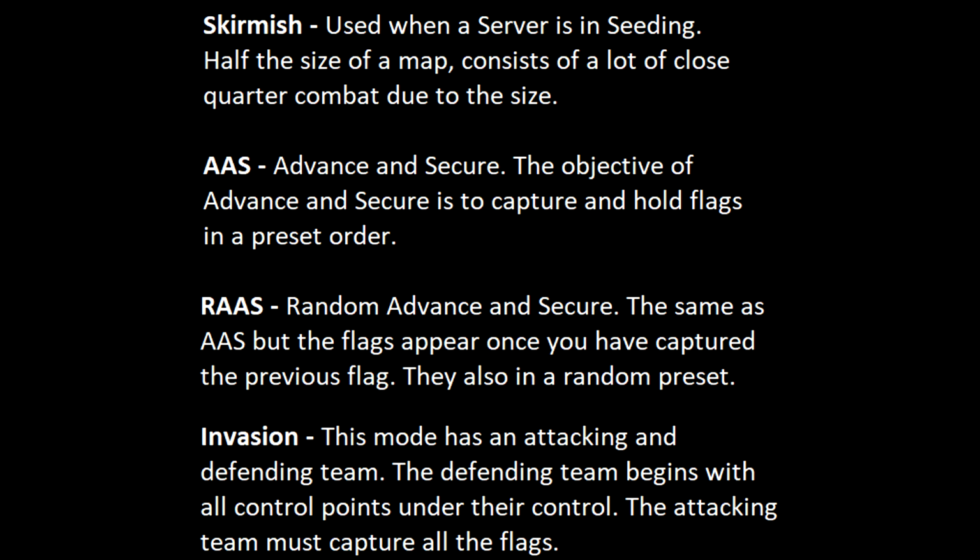Advanced and Secure, Random Advanced and Secure, and Invasion are the three most popular game modes in Squad. The objective of Advanced and Secure is to capture and hold flags in a preset order. These flags are marked clearly on the map. Random Advanced and Secure is very similar to Advanced and Secure. The flags appear once you have captured the previous flag, and they also appear in a random preset.